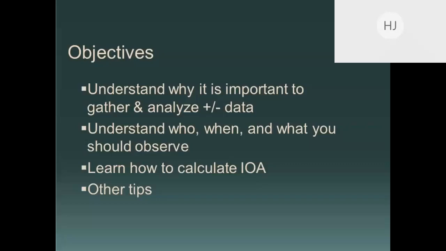So it looks like most of you are becoming a tiered agency, or you're already a tiered agency or an ATSC, so that is excellent because today we're going to really focus on how positive negative data can be used and its importance to you as a tiered agency or as an ATSC. We're going to look at who you should observe, when, and what you should be looking for. We're going to talk about some math later on. I know, kind of boring, but also important. And then also some other tips and tidbits.